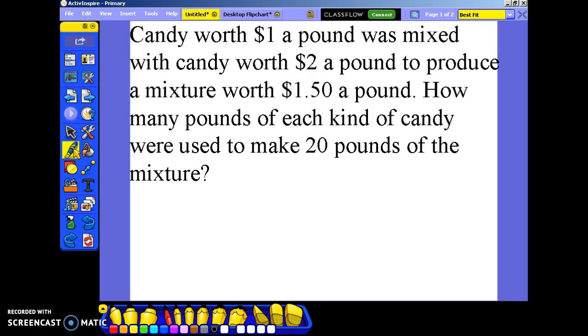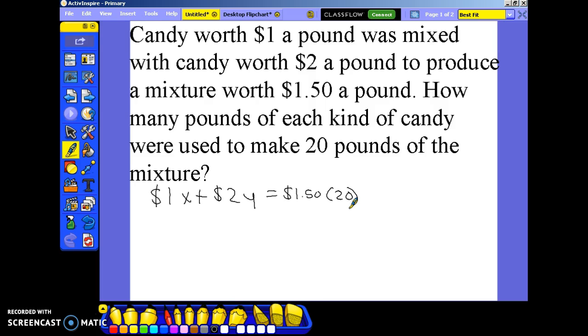If we have candy that's worth $1 and we're adding to it candy that's worth $2. So this is $1 a pound, $2 a pound, because these are two different kinds of candy, so we need to use two different types of variables. We're mixing these together to get a mixture that's worth $1.50 a pound. And we're going to get 20 pounds of it, okay?